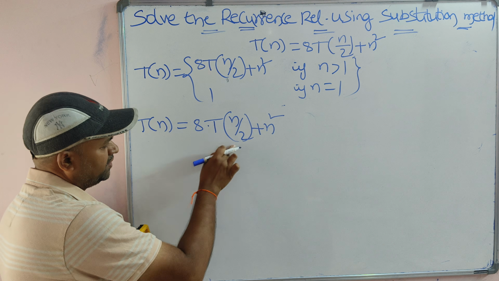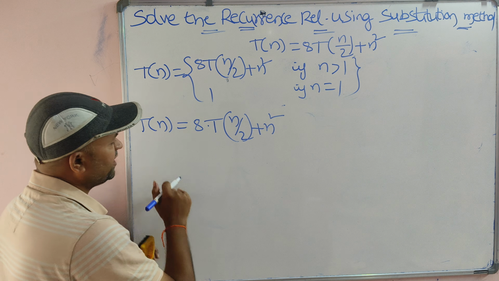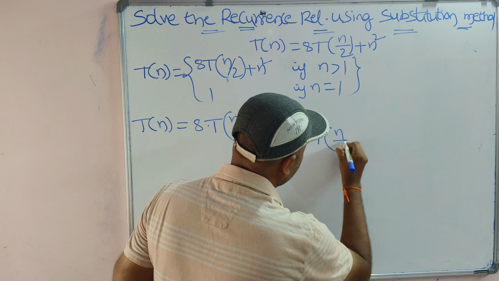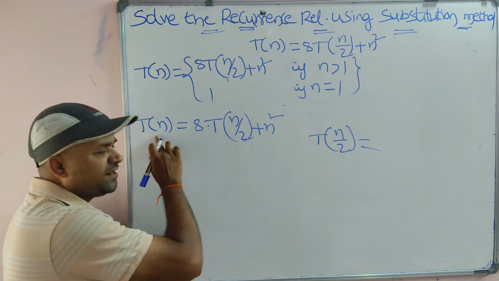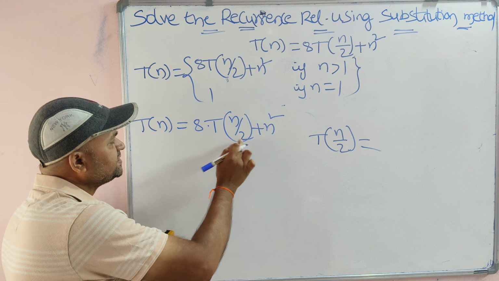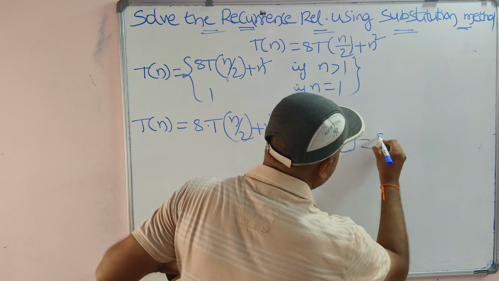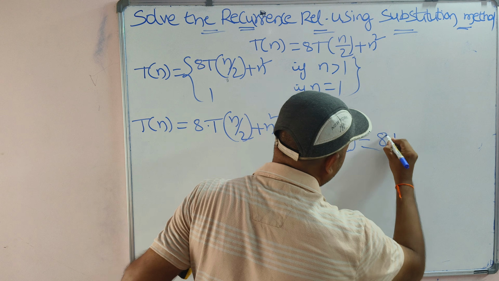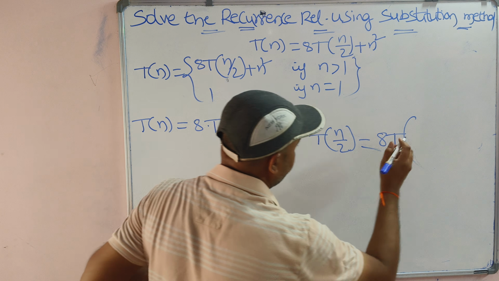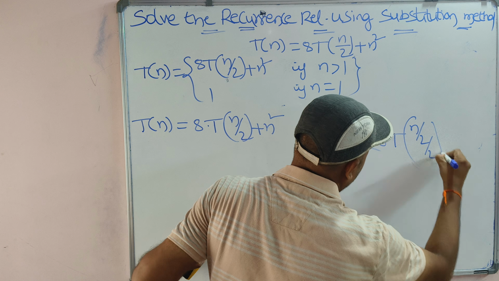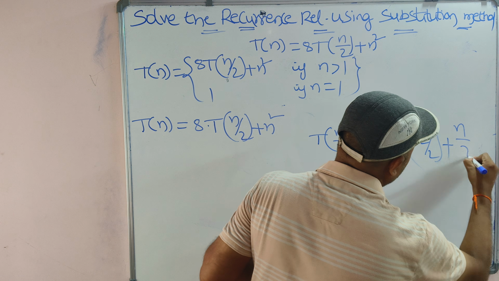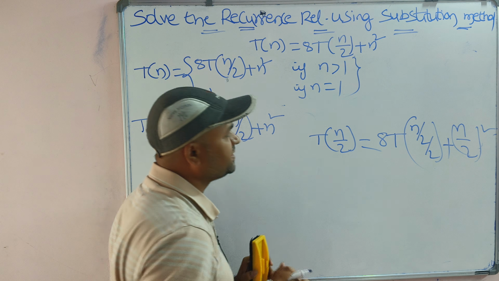Now let us solve. Now let us derive the formula for T of n by 2. So what is T of n by 2? Here I am writing T of n by 2 equal to. So already we know what is T of n. So in order to get T of n by 2, in place of this n, substitute n by 2. So 8 into T of, in place of this n, substitute n by 2. Why? Because we are deriving T of n by 2. So n by 2 by 2 plus, in place of this n, substitute n by 2. So n by 2 whole square. So this is nothing but T of n by 2.